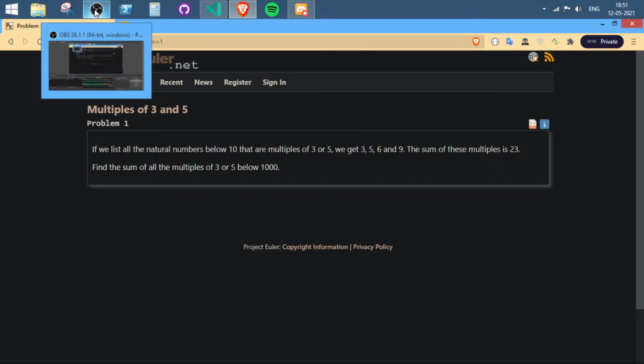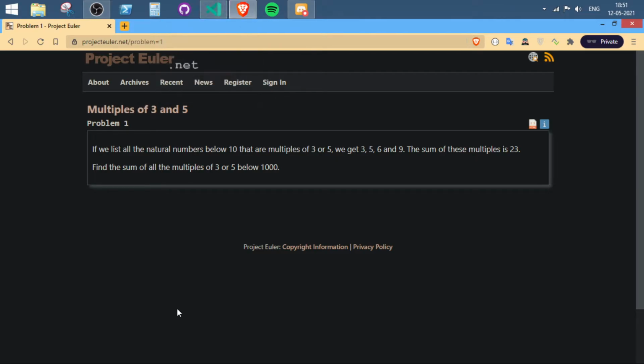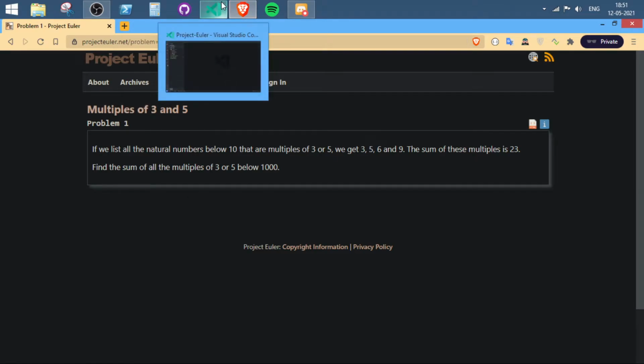So let's get started. I will be using TypeScript, by the way. If you don't know what TypeScript is, it is a superset of JavaScript with better type checking and stuff. It is transpiled into JavaScript code. So now let's get started.